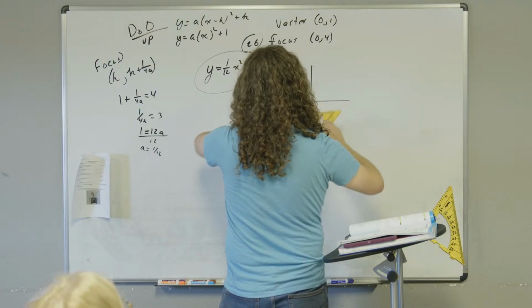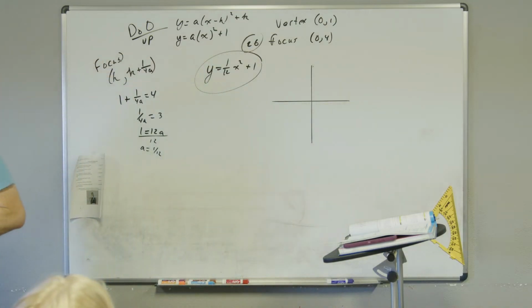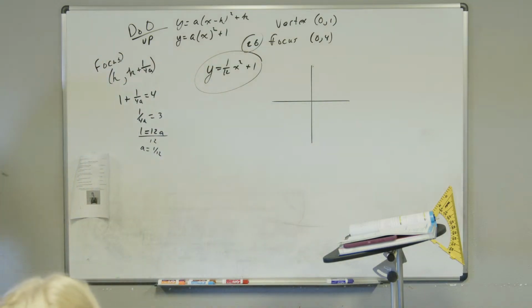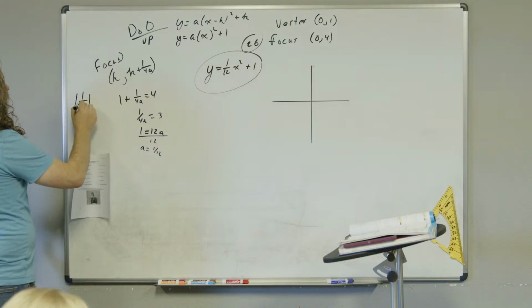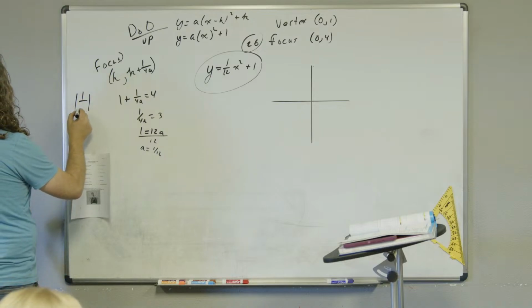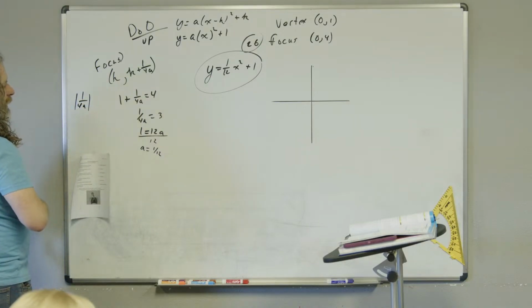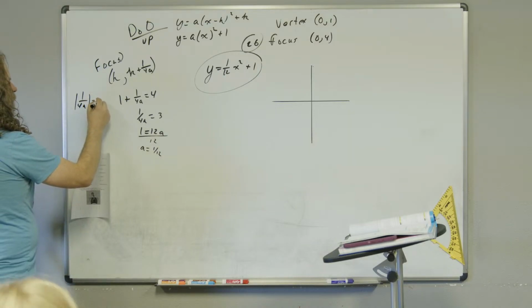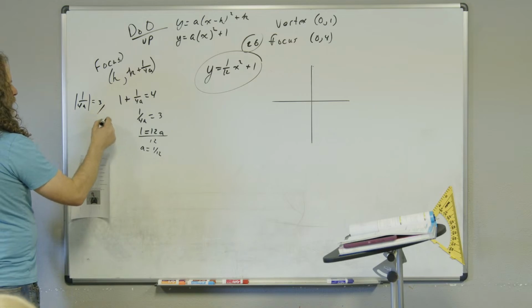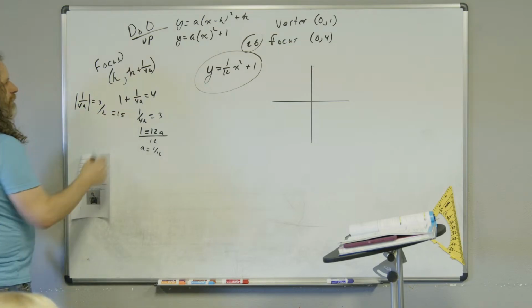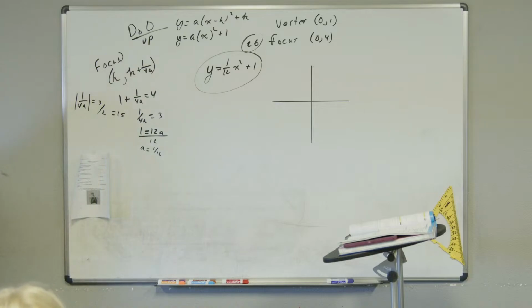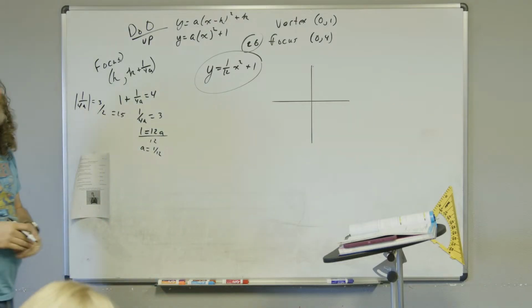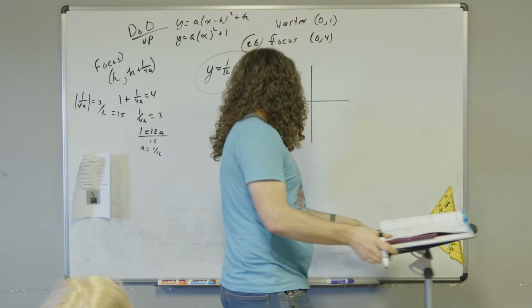What is the distance of the latus rectum? 1 over 4a, absolute value. Absolute value of 1 over 4a, which we know equals 3. Half of that is 1/2. Right? Because that's the whole distance. If we're going to count from the focus, we need half of it. And then we start shoving dots, connecting dots.